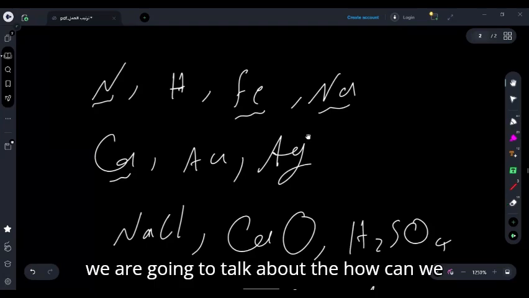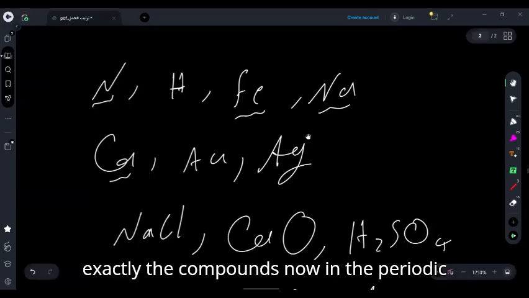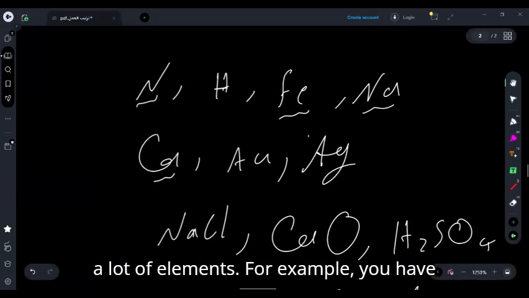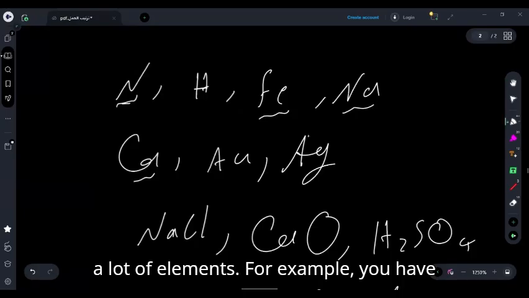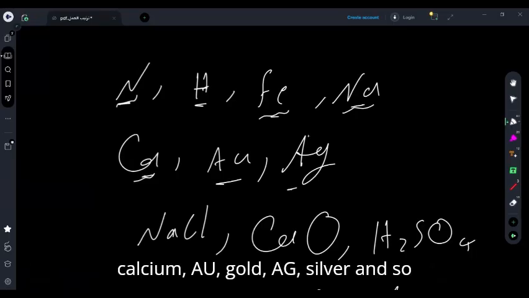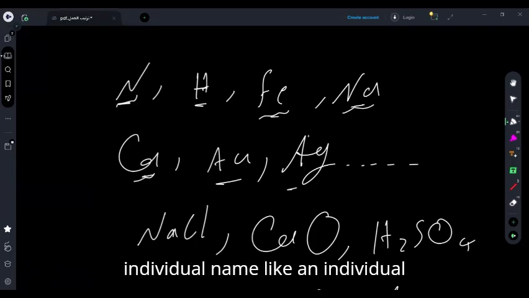In this session, we are going to talk about how we can name the compounds. What does it mean exactly, the compounds? Now, inside the periodic table, there are a lot of elements. For example, you have nitrogen, hydrogen, iron, Na, sodium, Ca, calcium, Au, gold, Ag, silver, and so forth. Okay? Many elements inside the periodic table, and each element has an individual name and an individual formula.